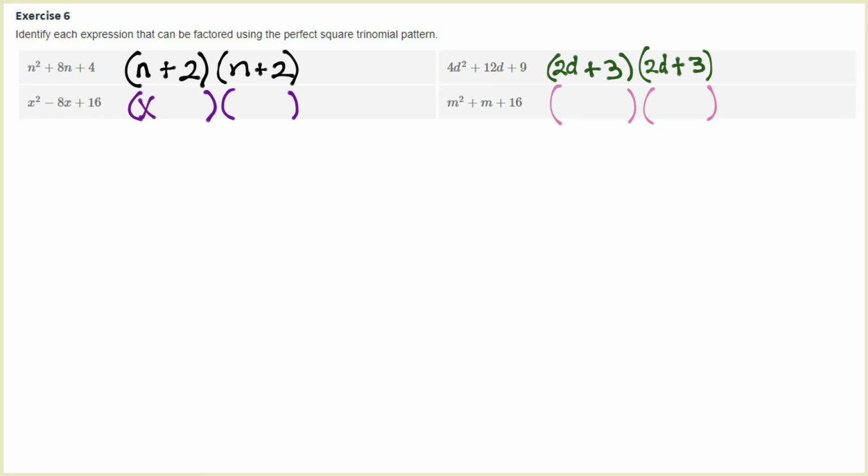On the problem with the x's, we'll have x and 4 and 4, and our b value is -8, so those are going to be negative. And finally, it's going to be m and 4 and 4, and our b value is just positive m, so our signs are going to be positive. Now, the problem is not all of these, if you check them, are going to work out. So you have to quickly FOIL each one to see if it's going to work.